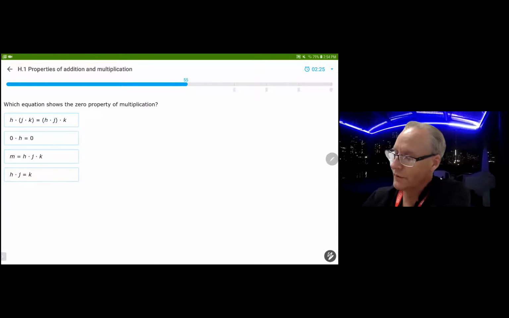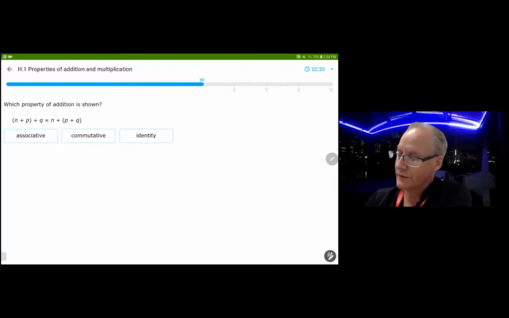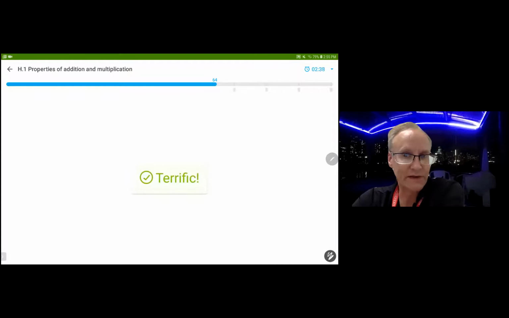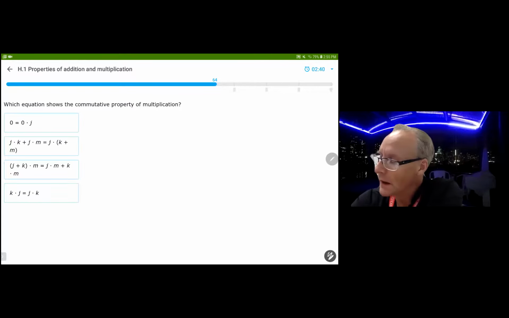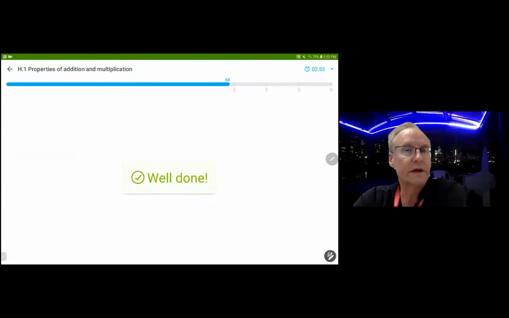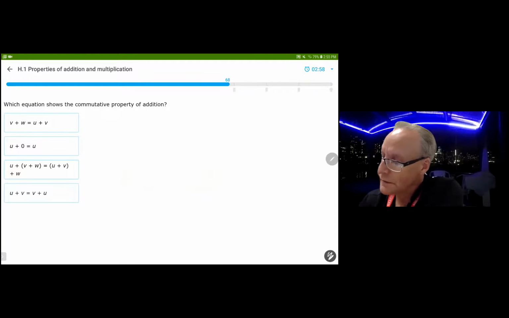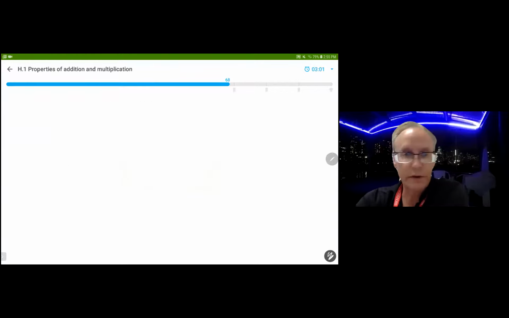The 0 property of multiplication says you get 0 when you multiply. This one, we did regrouping, which is the associative. Hopefully we'll get one where they try to trick us. Commutative property of multiplication. Okay, it's a little hard to see because it looks like they're doing some distribution. There it is. Change the order of multiplication there. Commutative of addition is right here. We just changed the order.